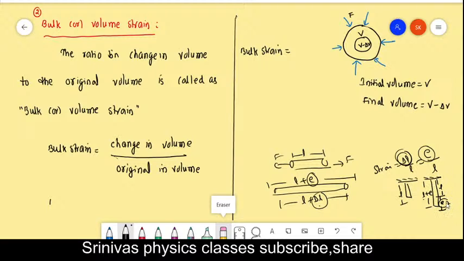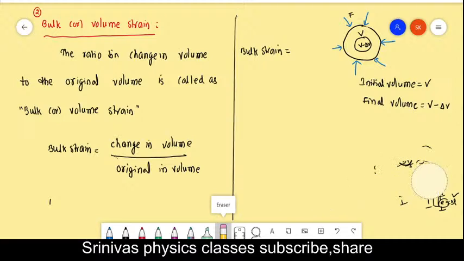This is also denoted with delta L. Delta L we can also write as E. Delta L or E both are same. Delta L means change in length or elongation. E also means change in length or elongation. Both are same, only the letter is changed. Instead of delta L, we can also use E. That is the thing. Now we are discussing. Is it clear?